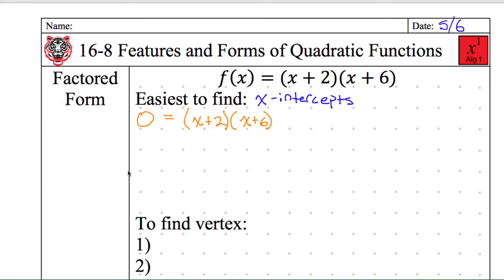All right, what do I do from here? This should be review. If it's not, that's not a good thing. Andres, yes. You said x plus 2 equals 0 and x plus 6 equals 0. And what does that mean our answers are going to be, Andres? x is going to be -2 and x is going to be -6. There it is. Thank you, Andres.